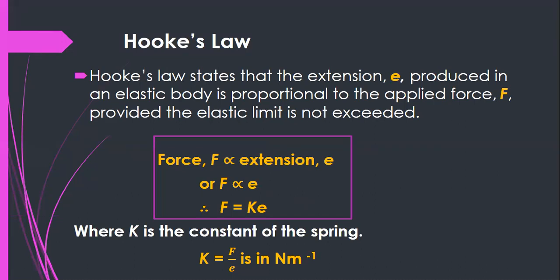When we rearrange this equation, we have K as F divided by E, the force divided by the extension E of the spring, and the unit for it is Newton per meter.